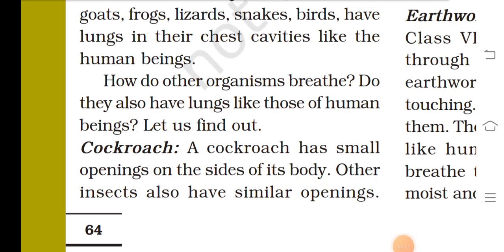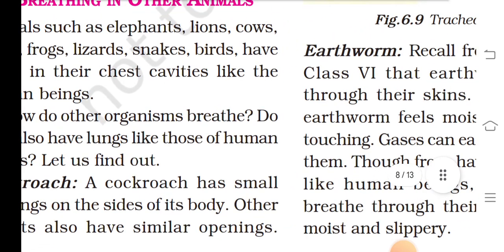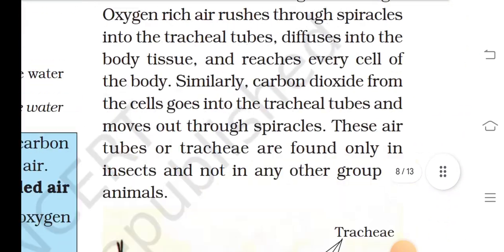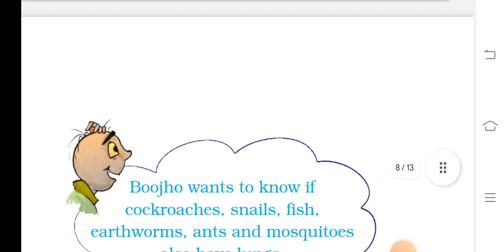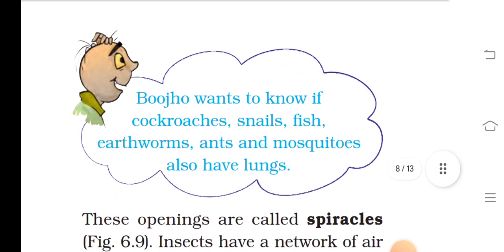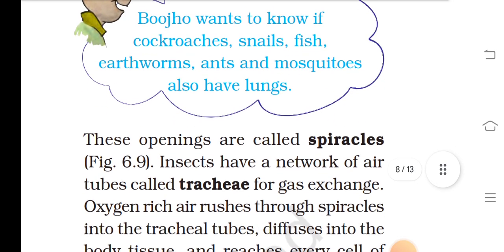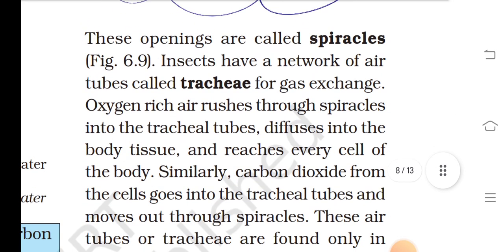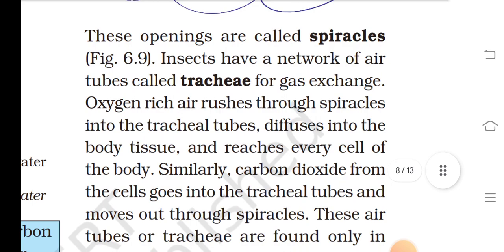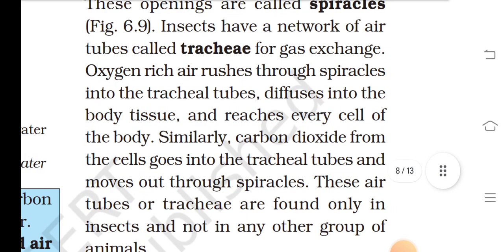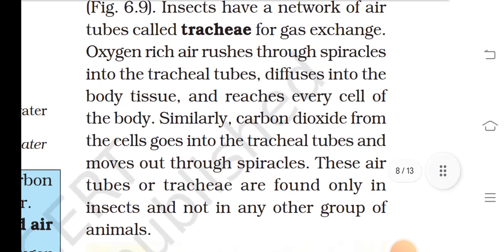A cockroach has small openings on the side of its body. Other insects also have similar openings. Bojo wants to know if cockroaches, snails, fish, earthworms, ants, and mosquitoes also have lungs. These openings are called spiracles. Insects have a network of air tubes called trachea for gas exchange.